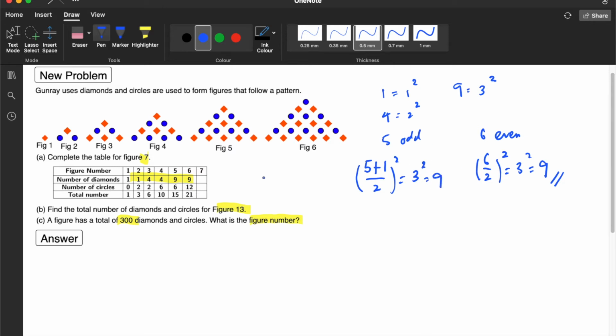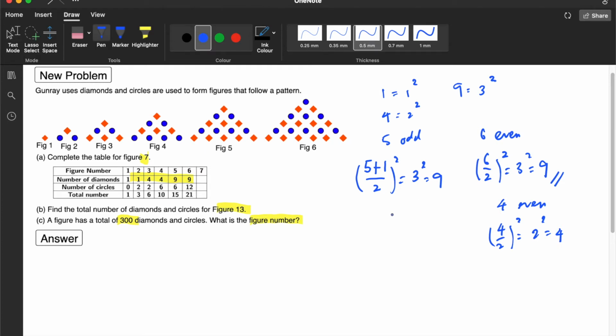So let us check whether this is true for 3 and 4. 4 is also even. So what we need to do is divide by 2 first and then square it. So 4 divided by 2 is 2. 2 squared is equal to 4. So we get our 4.